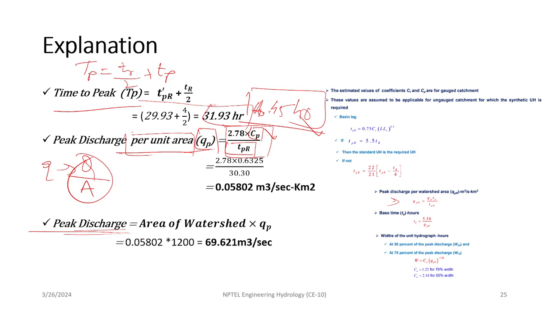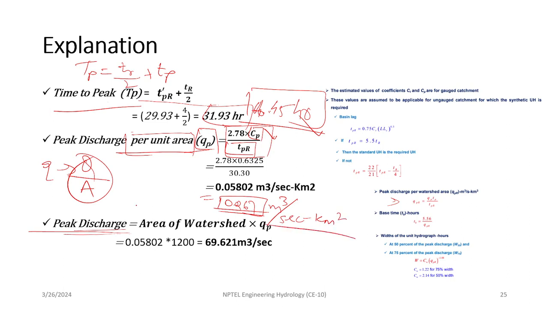So 0.0267? Yes, 0.0267. Okay, no issue. And the unit will be meter cube per second per kilometer square.